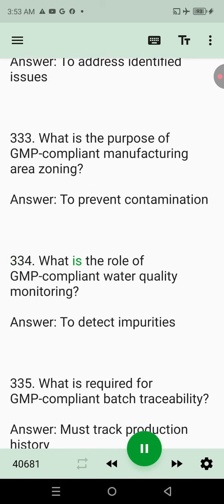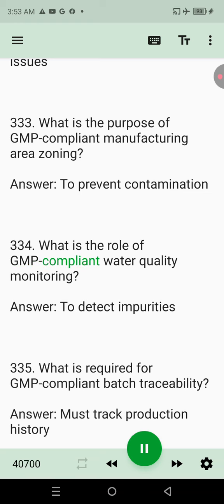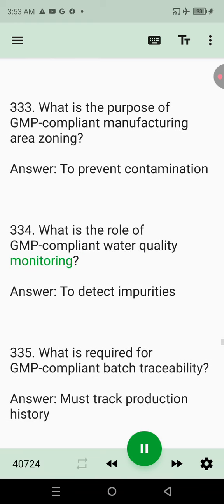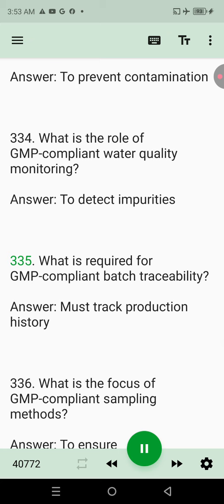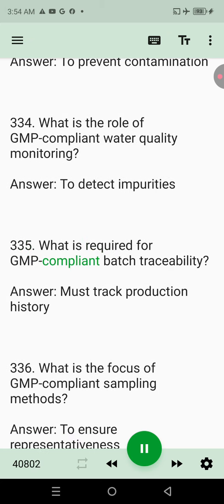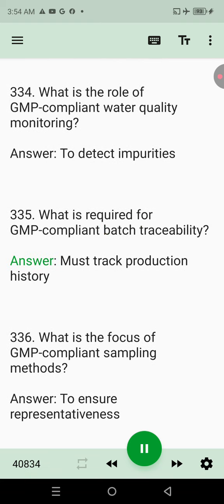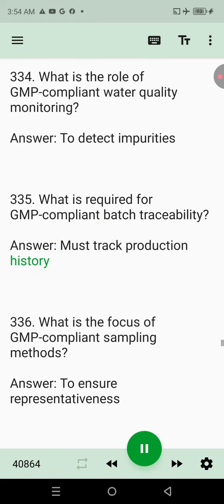334. What is the role of GMP-compliant water quality monitoring? Answer: to detect impurities. 335. What is required for GMP-compliant batch traceability? Answer: must track production history.